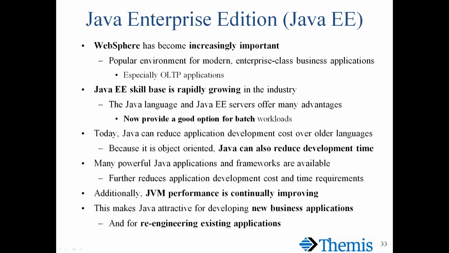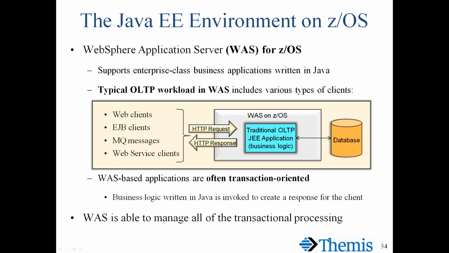So again, Java EE, or J2EE as it used to be called, has been increasingly important over the past 15 years. There is a large and growing base of Java skills and Java EE skills. So the ability to offer a batch option within the Java WebSphere environment is big. It's important. And this can improve development costs and reduce development time. Again, many Java frameworks are out there, too numerous to mention, dozens of popular ones, hundreds more. Performance is a big focus for IBM and many others. And this makes the WebSphere environment very attractive for not only new applications, but even re-engineering and modernizing existing applications.